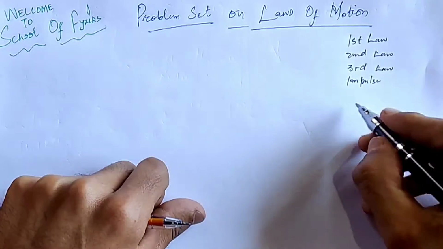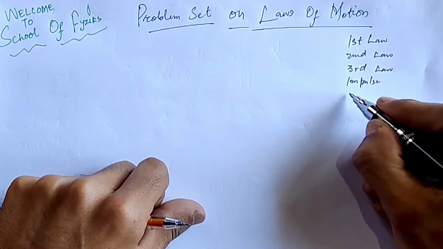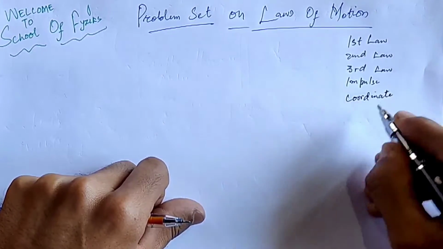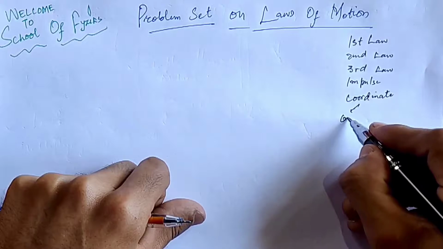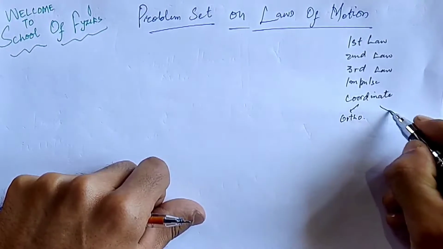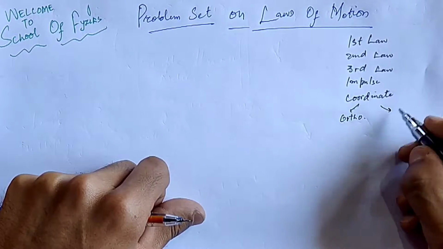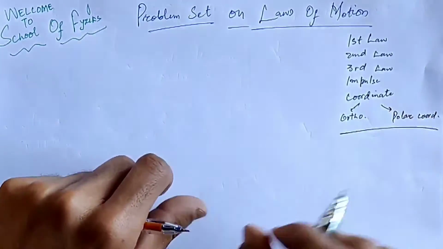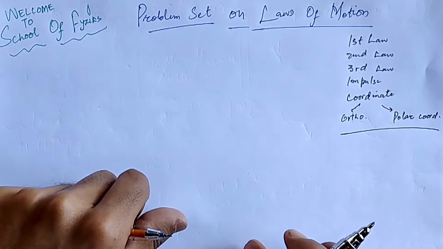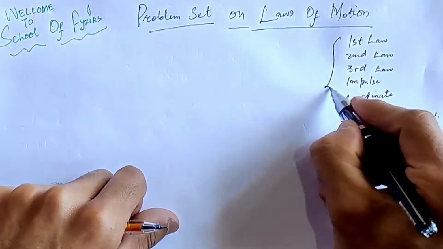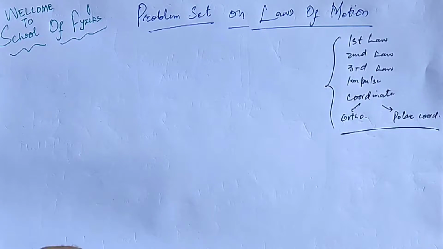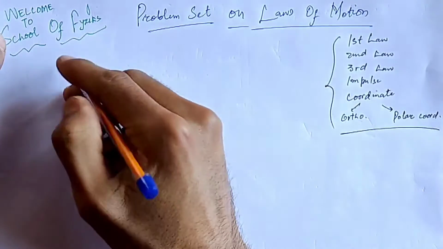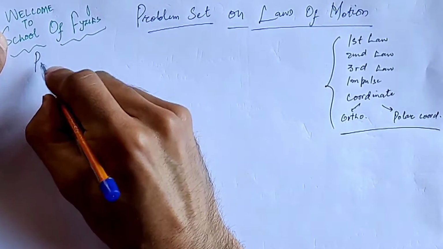And we also discussed coordinate systems, which include the orthogonal coordinate system and the plane polar coordinate system. We discussed all these topics in the earlier lectures. So today we are going to deal with a few problems on these very concepts. Let us take the first problem. Problem number 1.